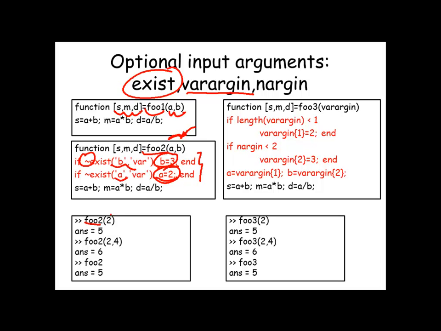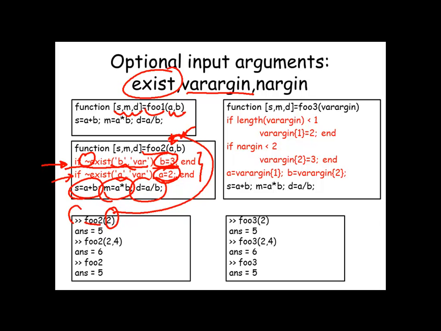Let's see them in use. If we call the function foo2 with a single input argument 2, which will be copied into a, then b will not exist, so this if statement will be active, and the value of b will become 3. The next line of code will be skipped since a already exists, and the function will calculate the sum, the product, and the ratio of a and b.